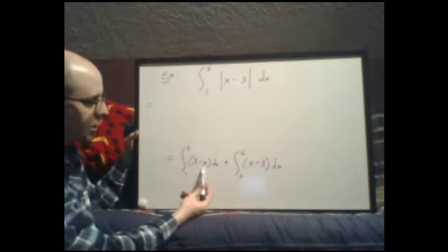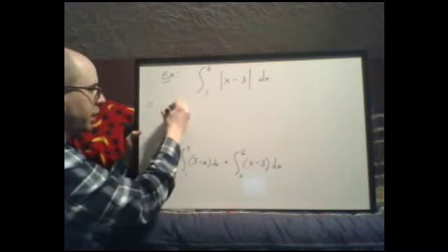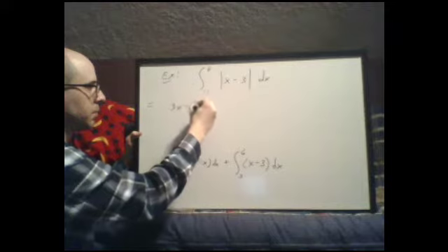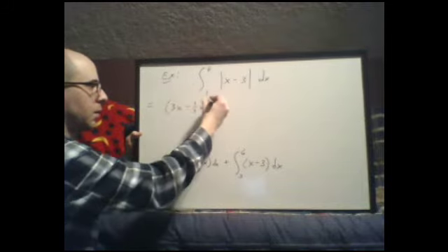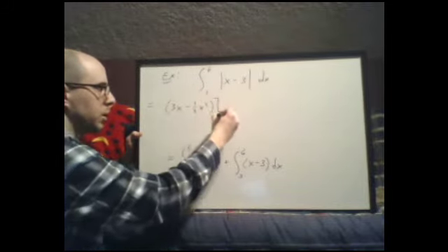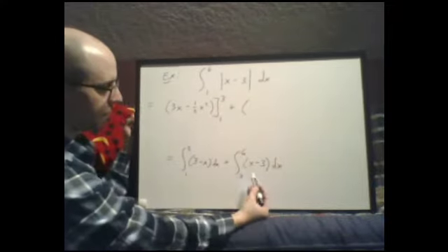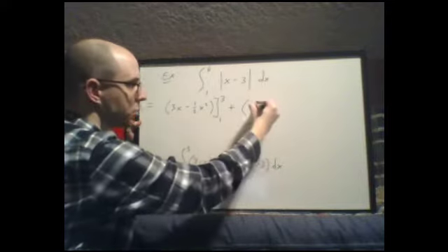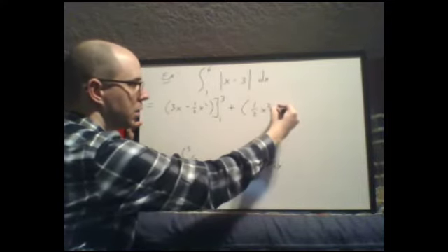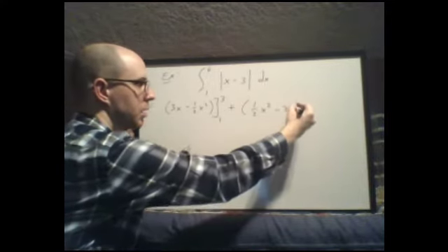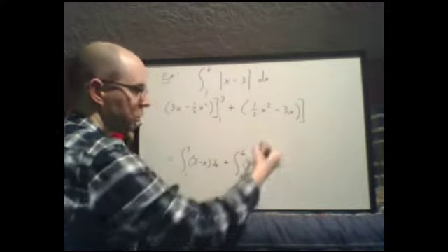Integrate 3 minus x will be 3x minus 1/2 x squared, that'll be 1 to 3, plus the integral of this will be 1/2 x squared minus 3x. And that's from 3 to 6.